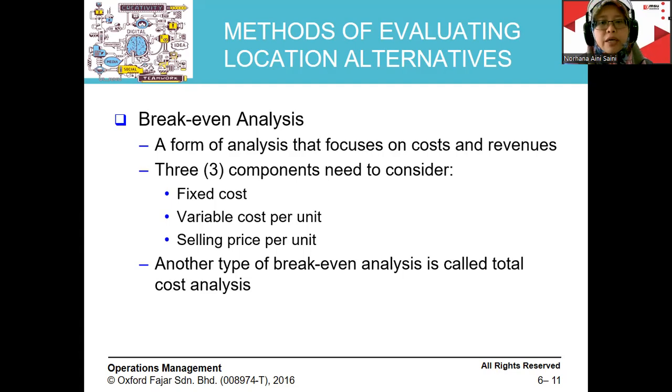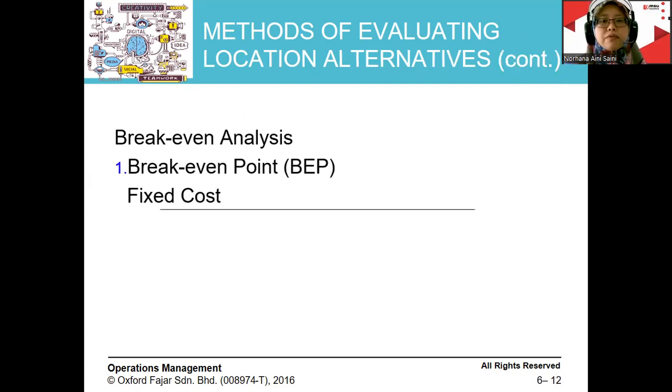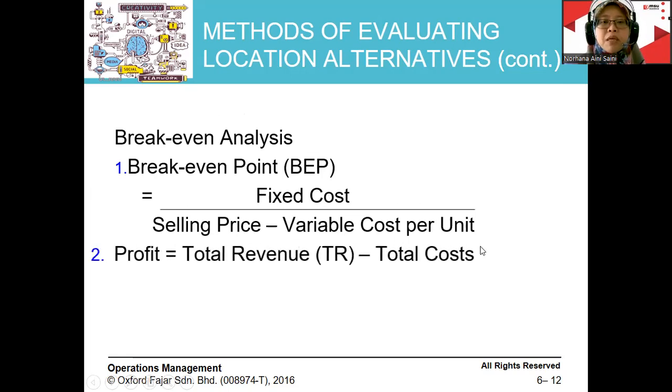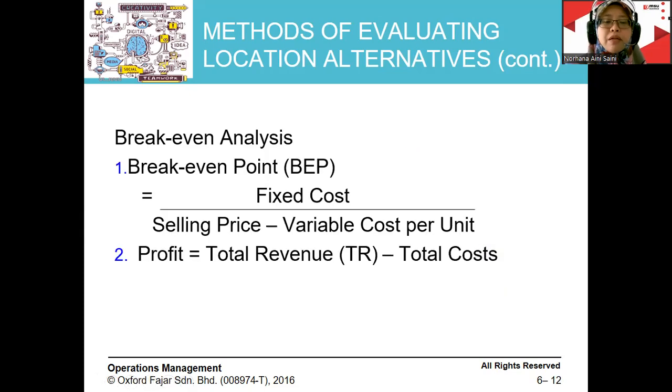Another type of break-even analysis is total cost analysis. So this is the formula for break-even analysis. You need to consider the fixed cost, the selling price, and also the variable cost per unit. The formula is fixed cost divided by selling price minus variable cost per unit. Another one is profit. You get the profit by total revenue minus total cost.